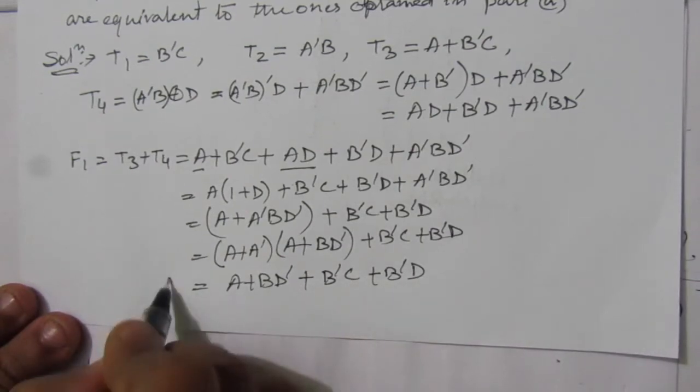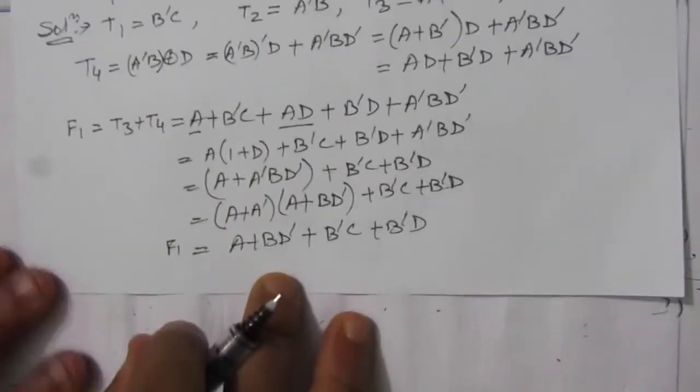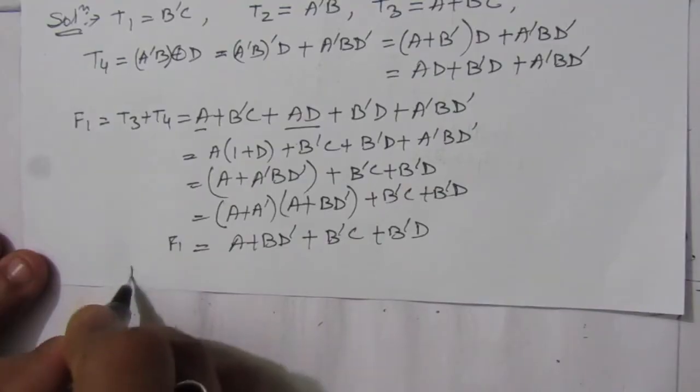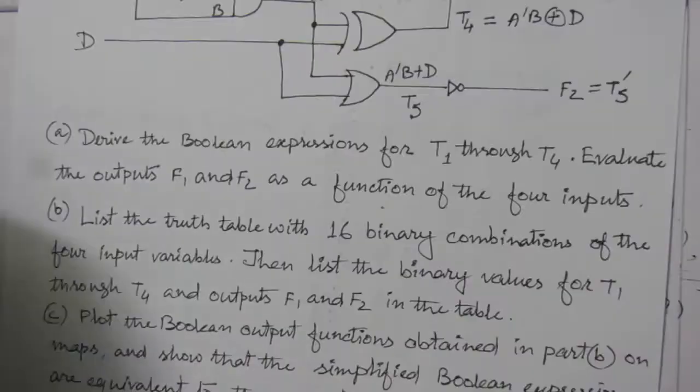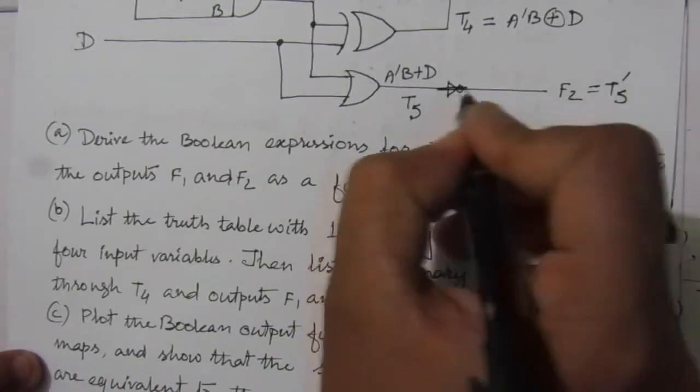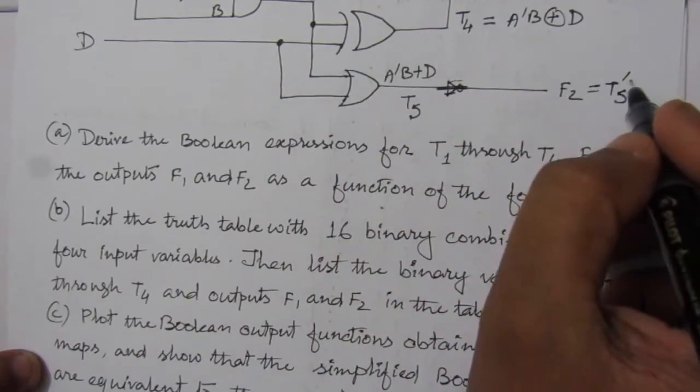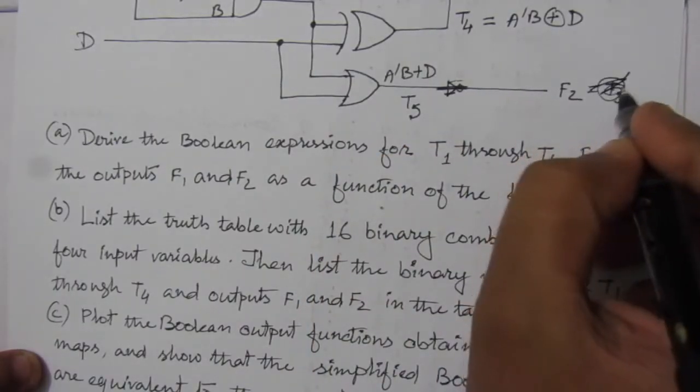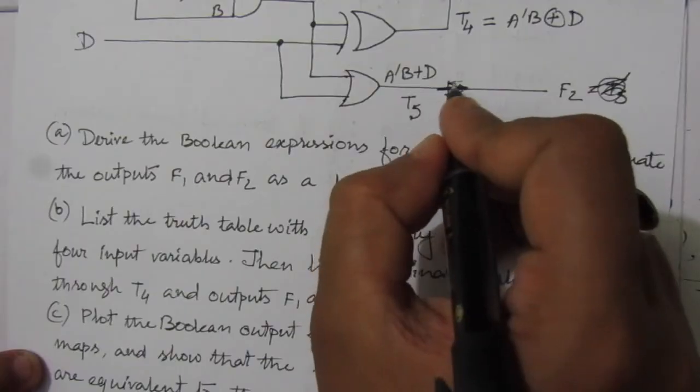So this is the expression for F1. Then we have to write the expression for F2. So F2 equal to, sorry, here we do not have a complement. Here we do not have a complement. So F2 we have to find out as it is. This complement is not there.